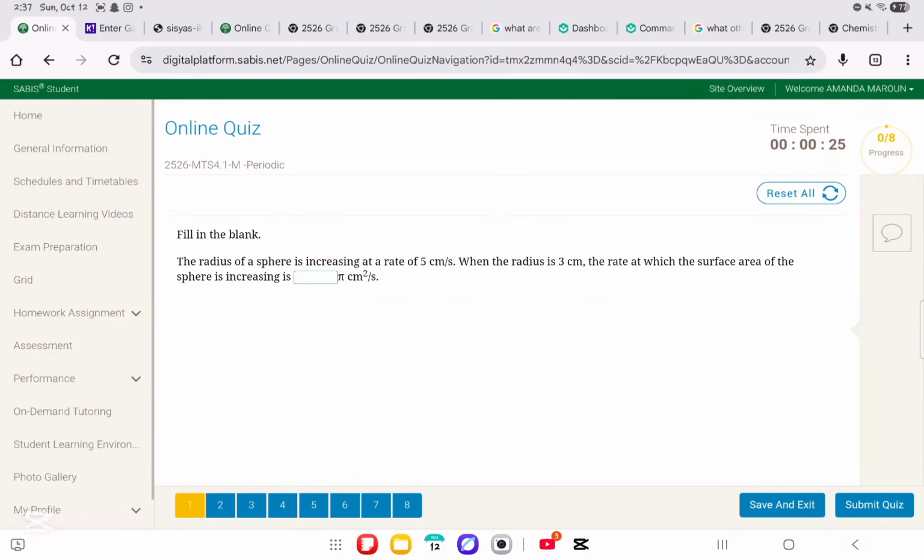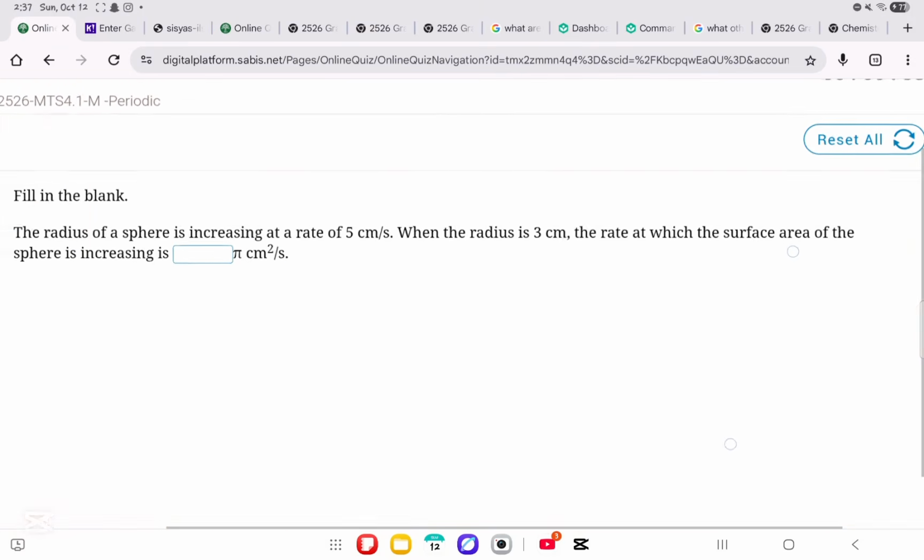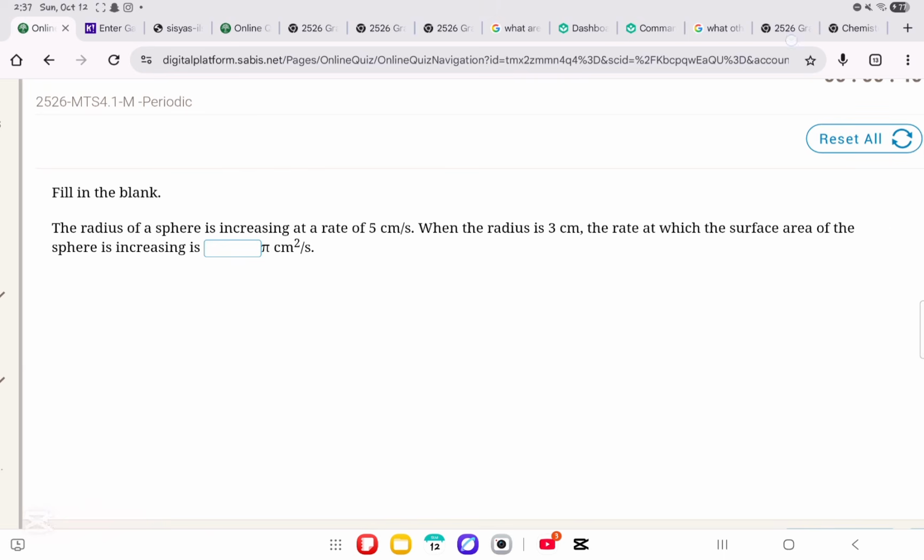So today I'll be explaining the Math Online Quiz course practice of section 4.1. So the pure mathematics course practice of section 4.1. Without further ado, let's get started.